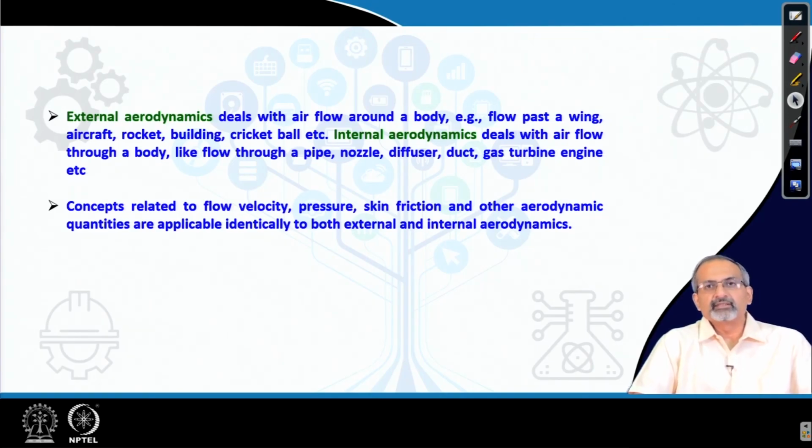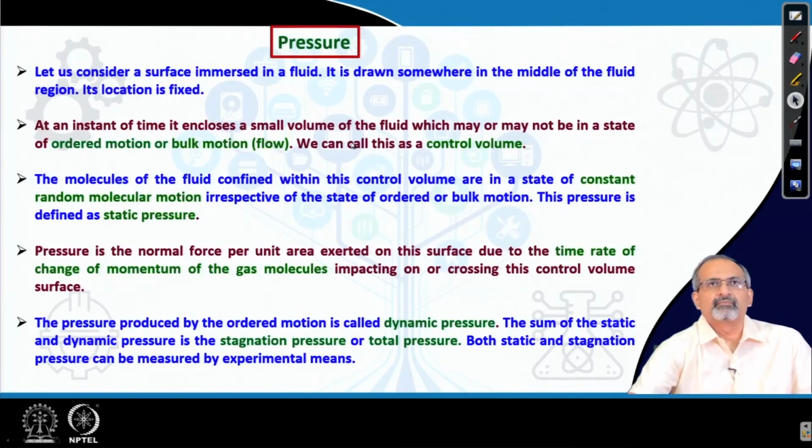Concepts which we are going to discuss in this lecture and many others, related to flow velocity, pressure, density, temperature, skin friction, etc., and many other aerodynamic quantities of interest, are broadly applicable in an identical manner most often to both external and internal flows, and therefore, external and internal aerodynamics. We would begin the discussion by looking at pressure.